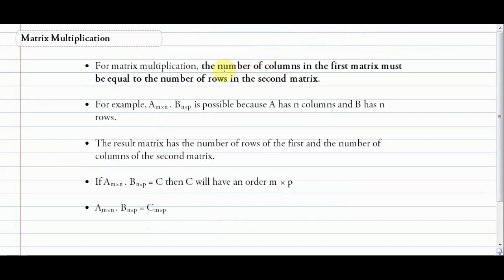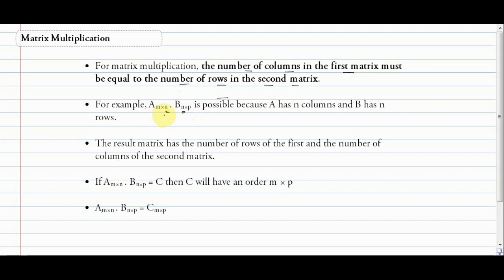For matrix multiplication, the condition to be satisfied is that the number of columns in the first matrix must be equal to the number of rows in the second matrix. So that is the condition to be satisfied for matrix multiplication. Suppose we are going to multiply two matrices A and B with orders m by n and n by p. This multiplication is possible because the number of columns of the first matrix is n and the number of rows of the second matrix is again n. Therefore, A into B is possible.